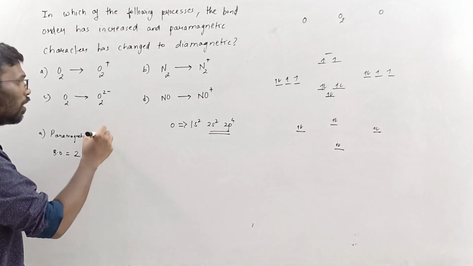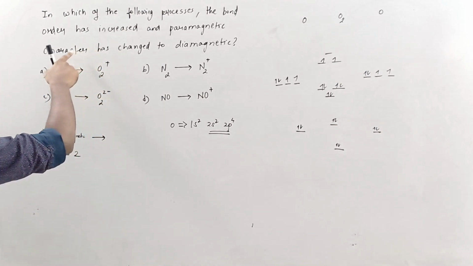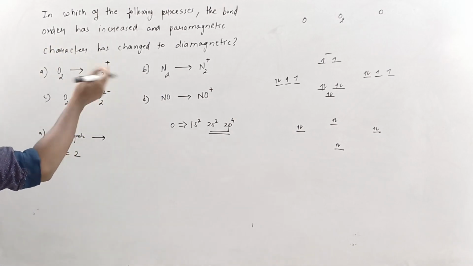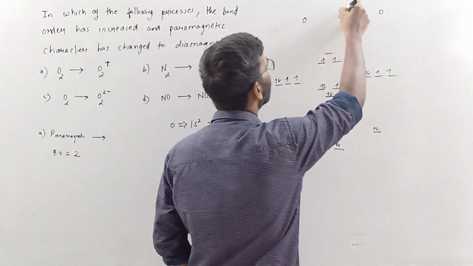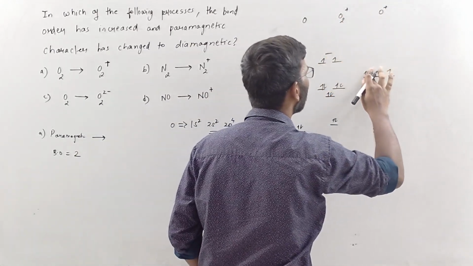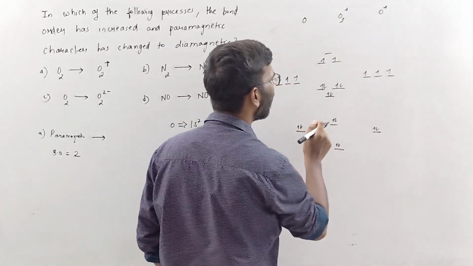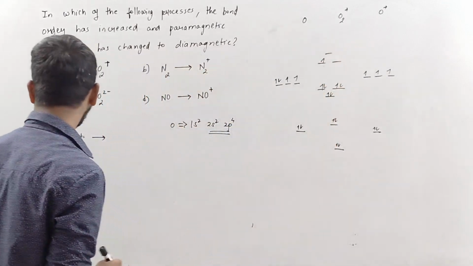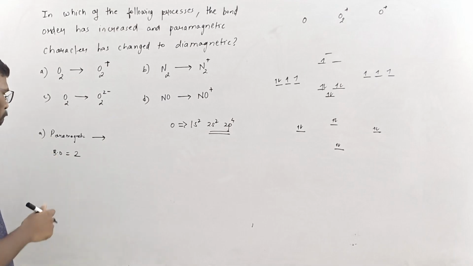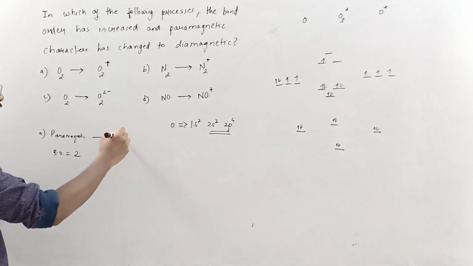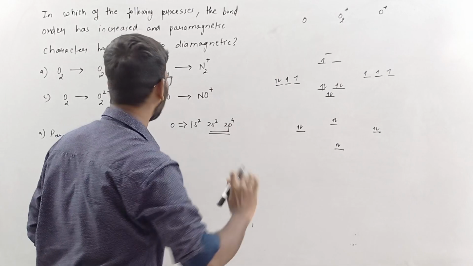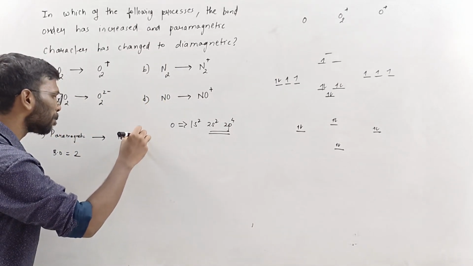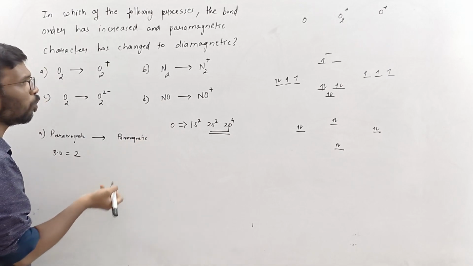Right. Now, what is the question? In which of the following process? Okay, O2 changing to O2 plus means you are removing one electron. You will remove one electron from this also. So what happens to the bond order now? Here it remains paramagnetic. One unpaired electron is there. So this is paramagnetic.